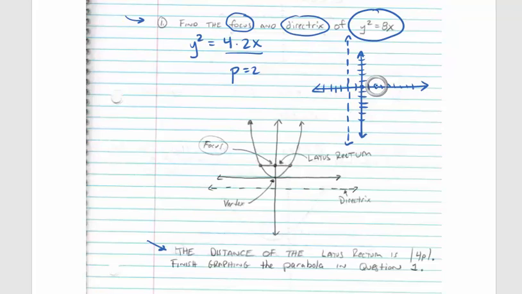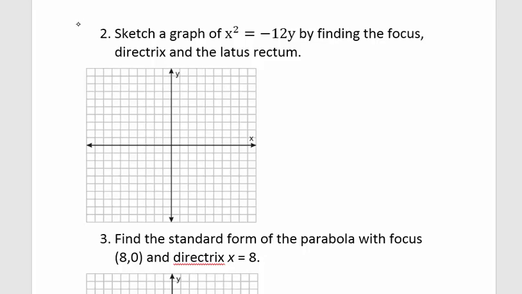So if I start here and go up 4, 1, 2, 3, 4, there would be a point on my parabola. Start here, go down 4, 1, 2, 3, 4. There's another point on my parabola. That's how wide this parabola is going to open.